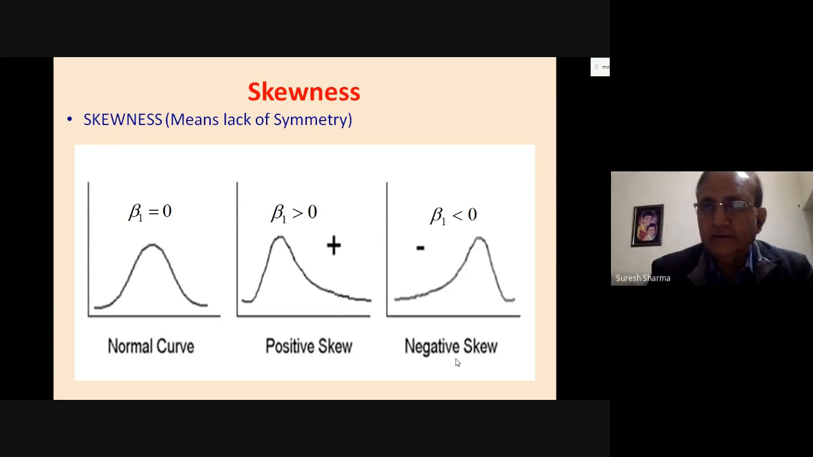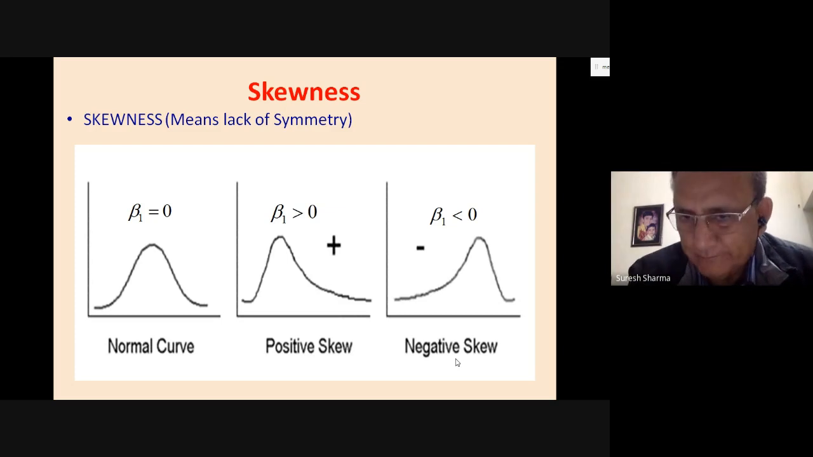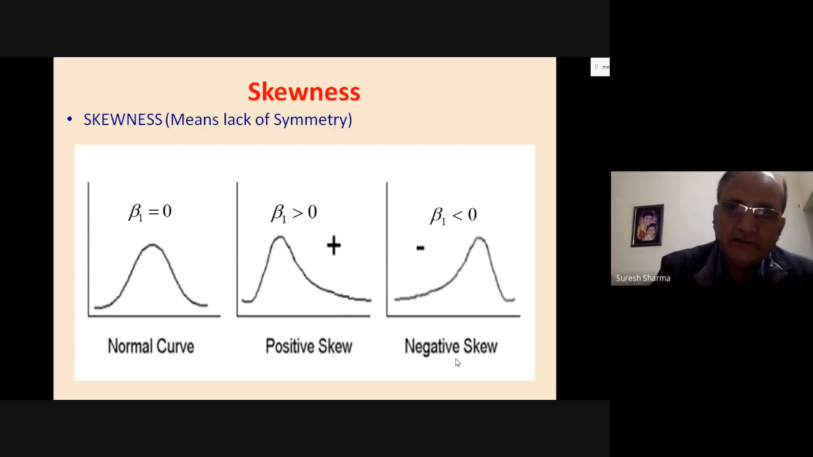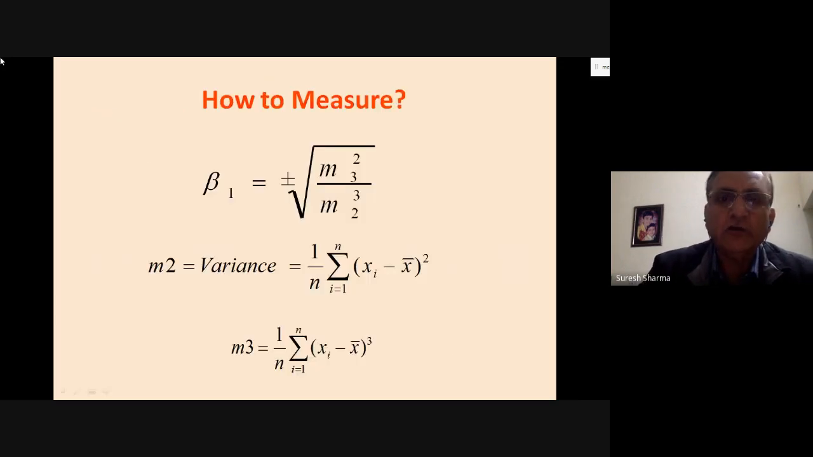Obviously, to measure skewness, we need some mathematical measure. And how do we compute this? That mathematical measure is called beta 1. It is basically based on moments. So here is the formula to compute beta 1. I can compute M3, the third order moment. The second order moment is nothing but variance. That can be computed for any data. Then you take the ratio. Square M3 and take the cube of M2, so the powers will be 6. They will get canceled. Take the square root of that quantity, and you will get beta 1.